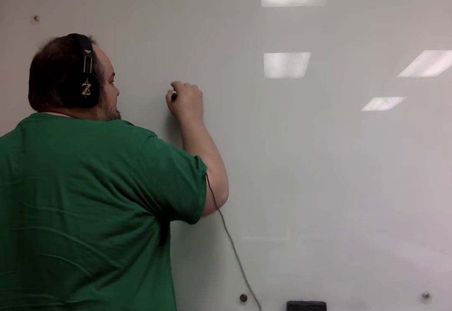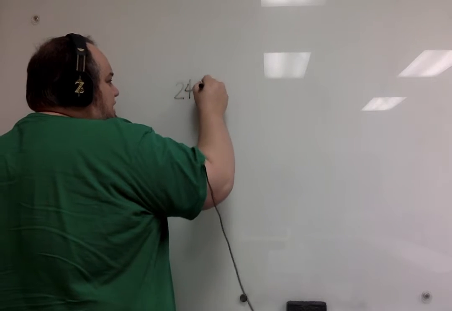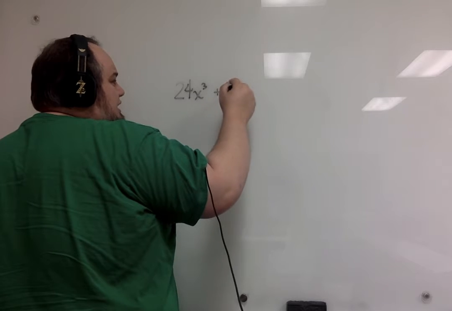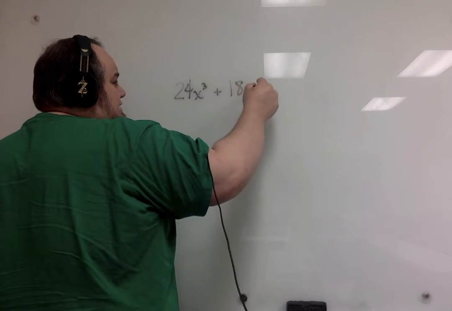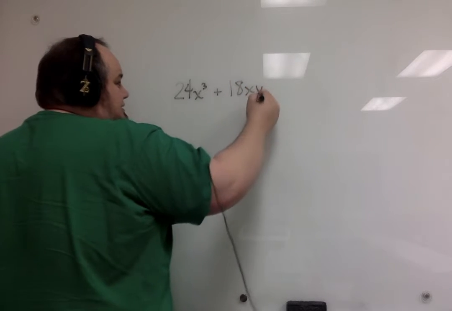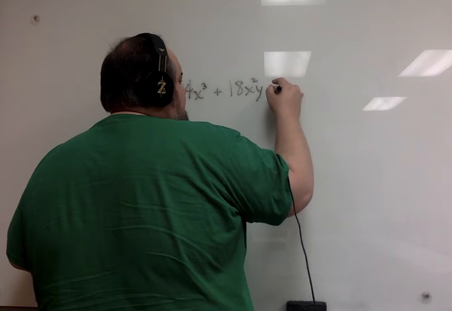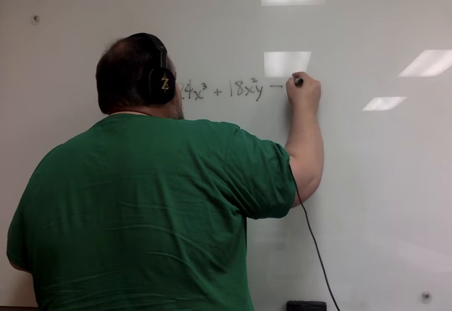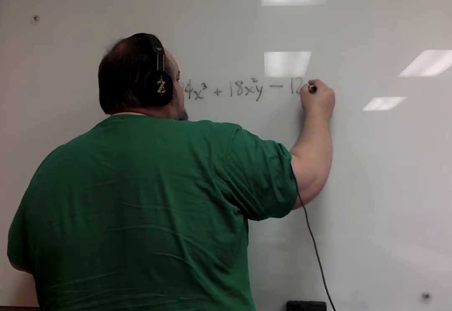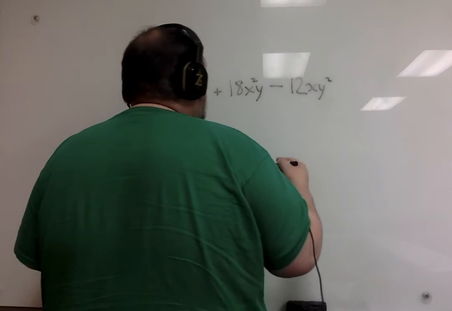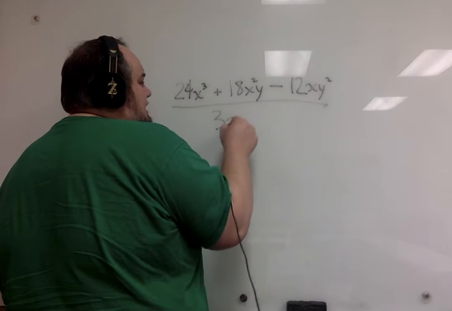Let's say we had 24x cubed plus 18x squared y minus 12xy squared, and we're dividing that by 3x squared.